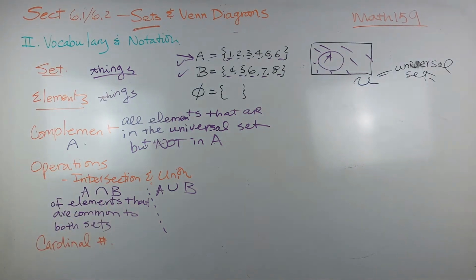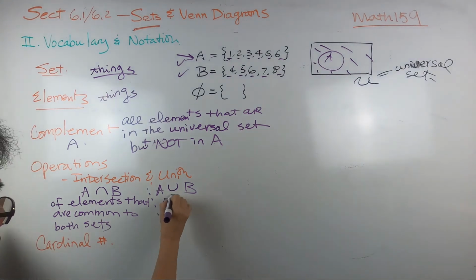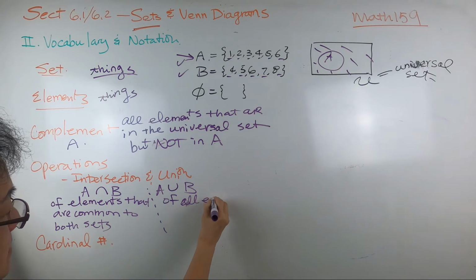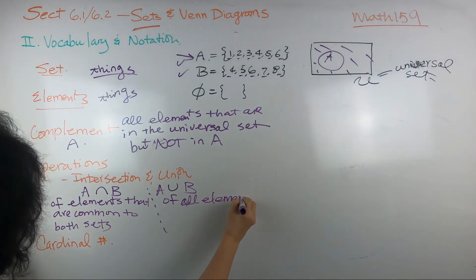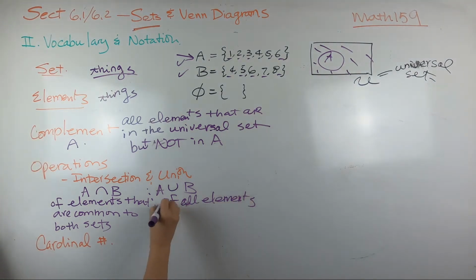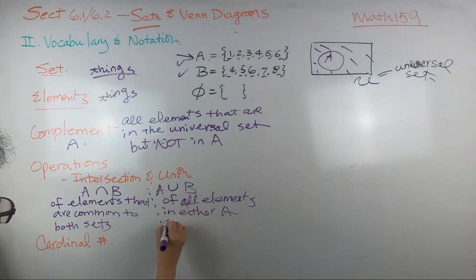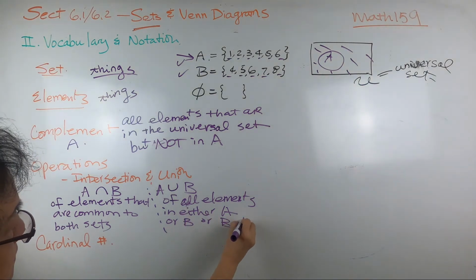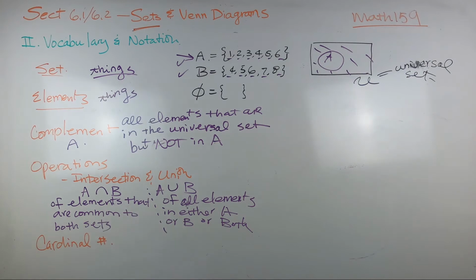Then union means what? The union set of A and B means the collection of all elements in either one of them, either A or B or both. Okay, that's called union.